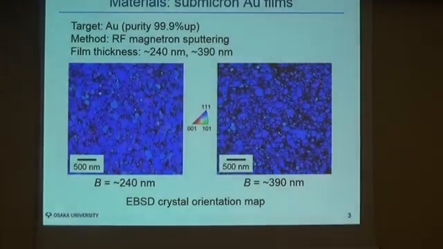The tested materials are gold submicron films with thicknesses of about 240 and 390 nanometers, deposited by radio frequency magnetron sputtering, and the purity of the sputtering target is more than 3.9. These are EBSD maps on the surface of these films, and you can see a strong 111 preferred texture and very fine grains, and the geometric mean of grain size is less than 100 nanometers.